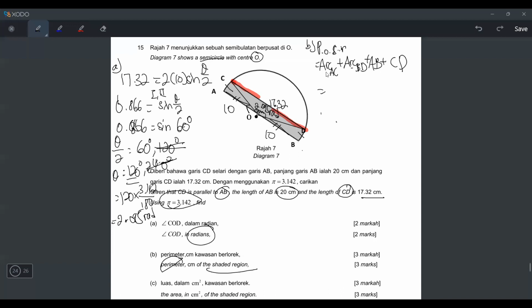Okay, how do we find arc AC first of all? Use the first formula, s equals r theta. And the r I already know, I can use 10. But what theta can we use? The theta you don't use 2.095, because the theta is only here, right? So how do we find this theta here? It's very easy. You just take 3.142 minus 2.095 and then divide by 2. Then you get it. Let me explain. Because the whole half circle is 180 degrees, right? So I already know this is 120 degrees.